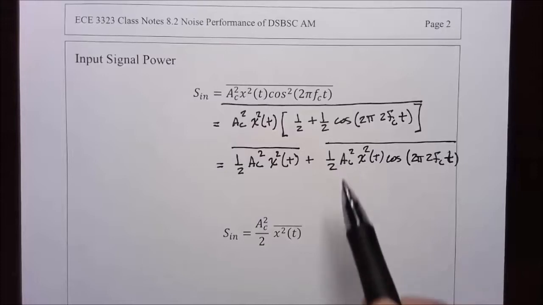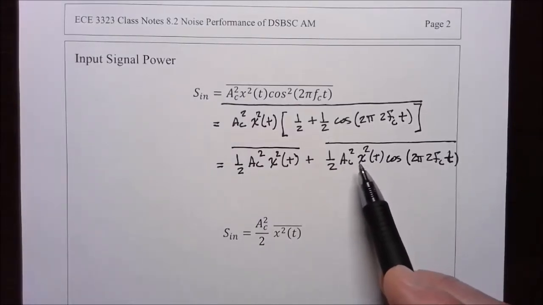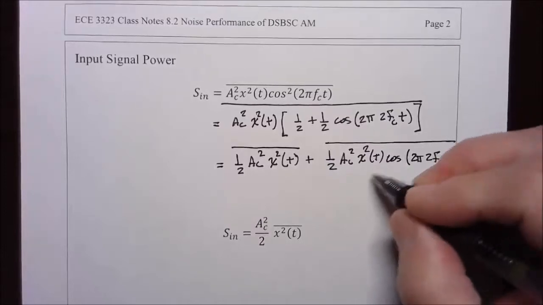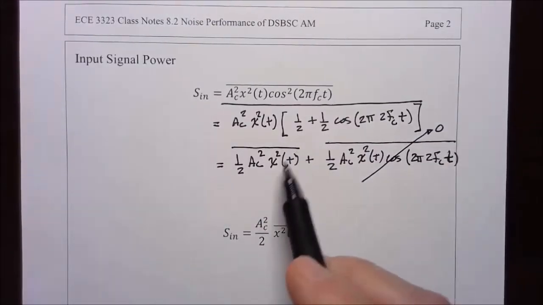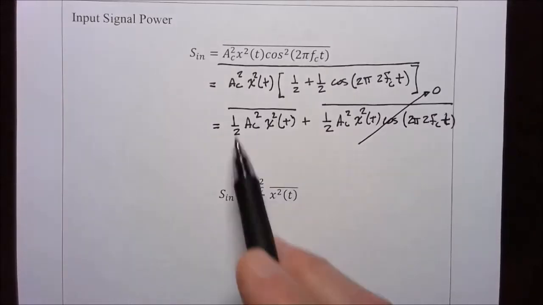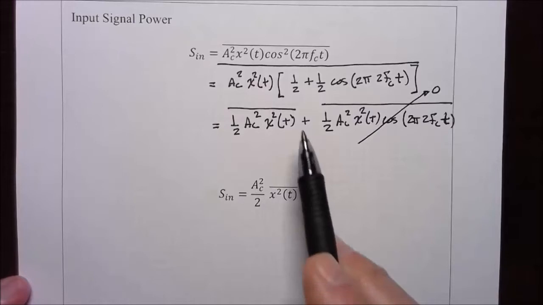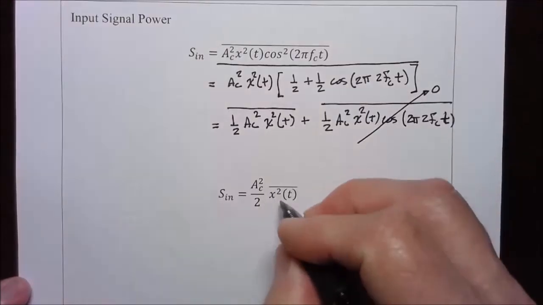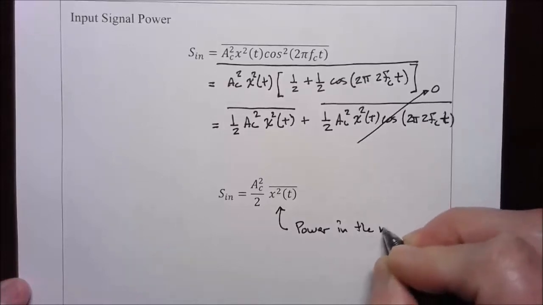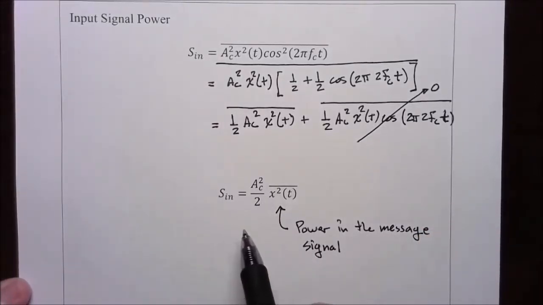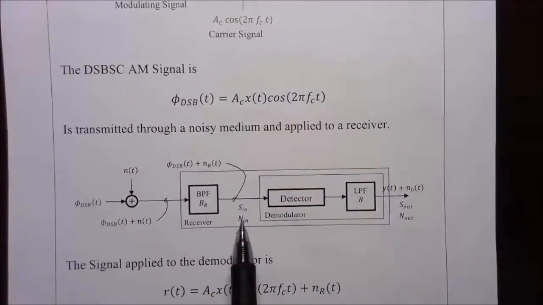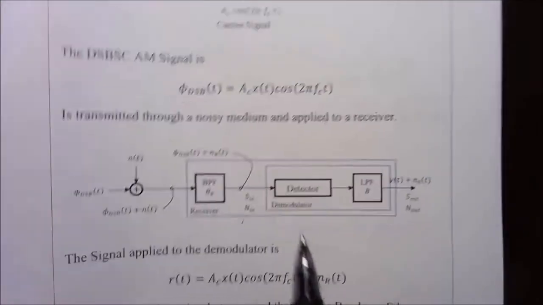The second term has a constant times a positive function, which is multiplying this cosine, which goes both positive and negative. Well, the second term is going to time average to 0. That leaves us with the first term. 1/2 is a constant, so its time average is 1/2. A_c squared is a constant, so its time average is A_c squared. Then we're left with x squared of t time averaged, and this term is simply the power in the message signal. So now we have this expression to give us the signal power into the demodulator.